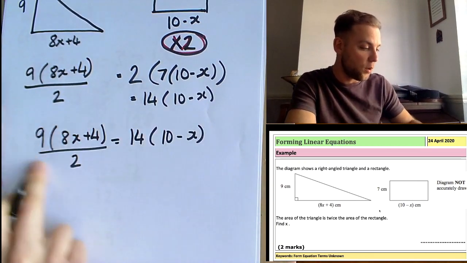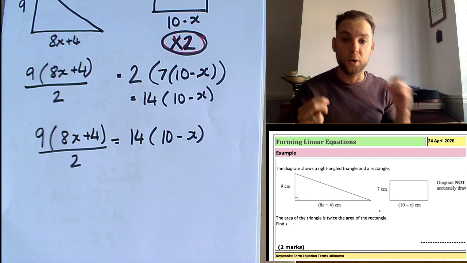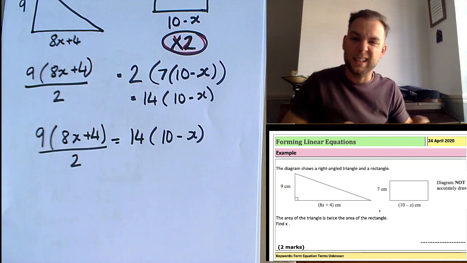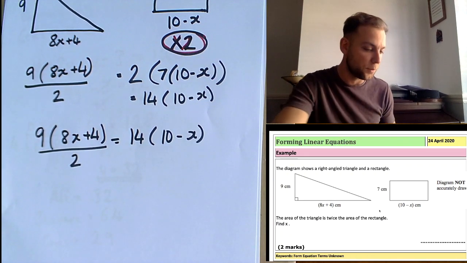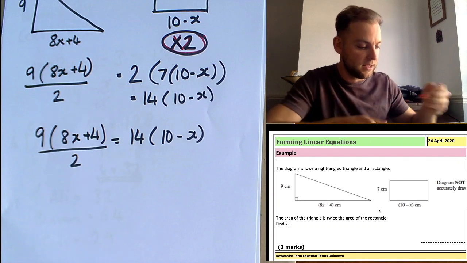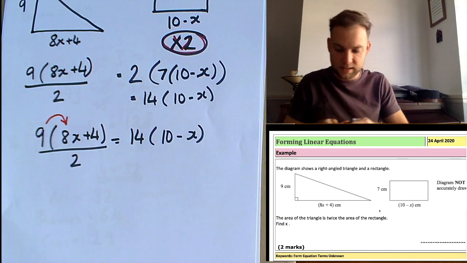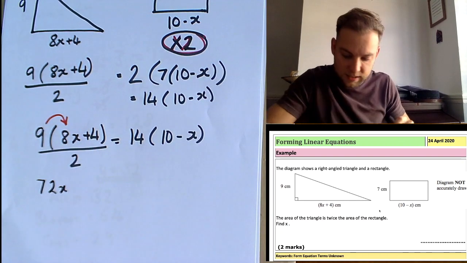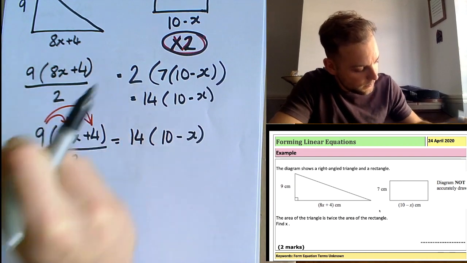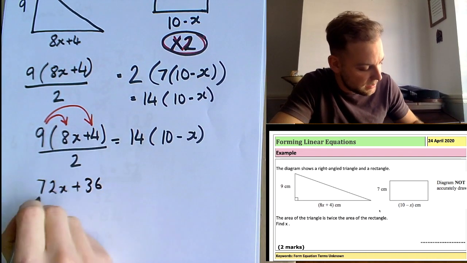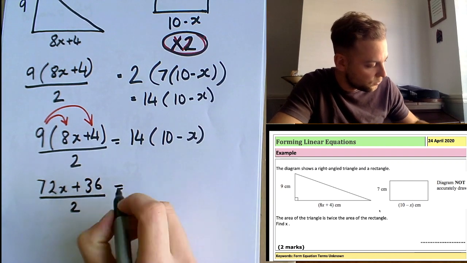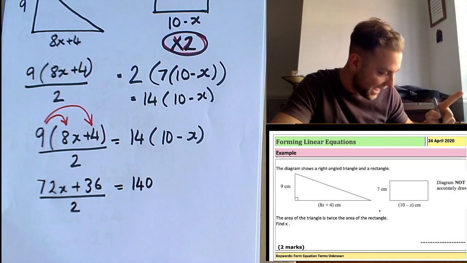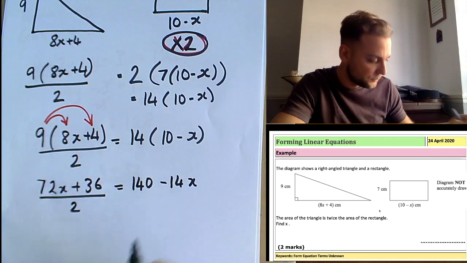Now, if you've seen the video on solving equations with unknowns on both sides, you know the first thing you need to do, if you've got a fraction, is to do that first. We can expand the brackets actually first if we wanted to. It probably is a good idea to do that. So let's expand these. So 9 times by 8 is equal to 72x. 9 times by 4 is plus 36 divided by 2 is equal to 14 times by 10 is 140. 14 times by minus x is minus 14x.